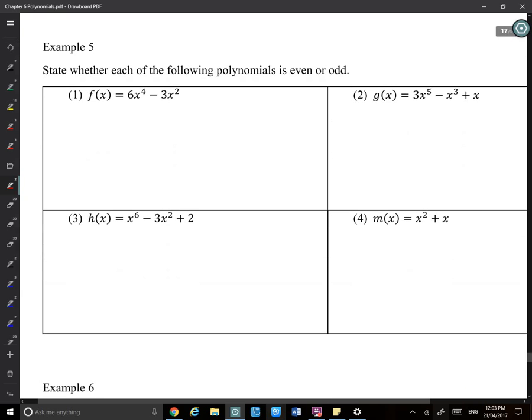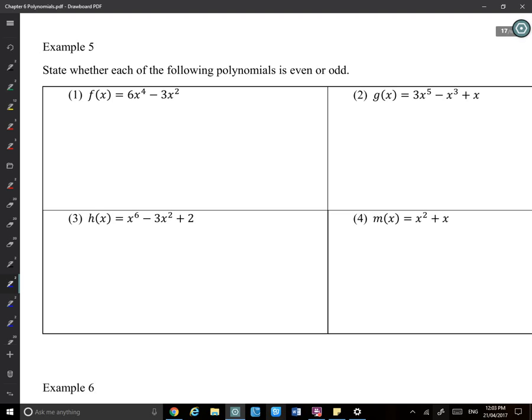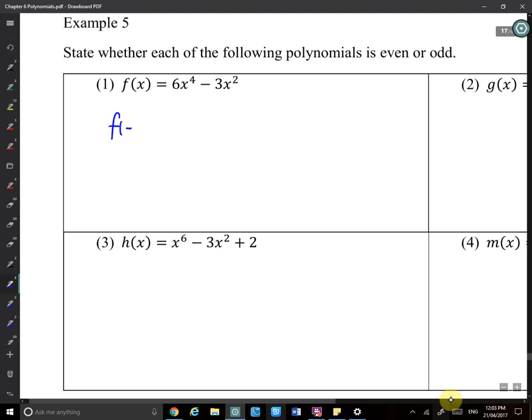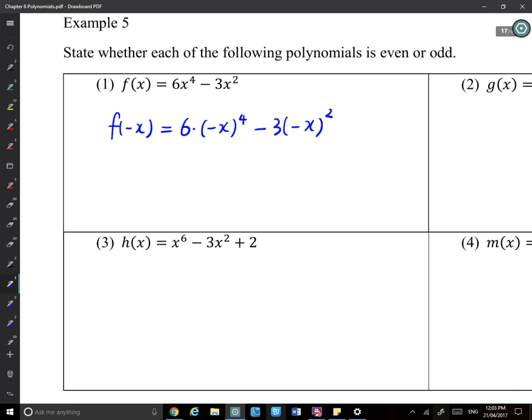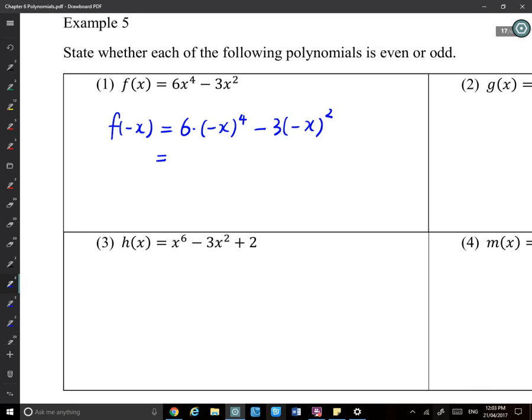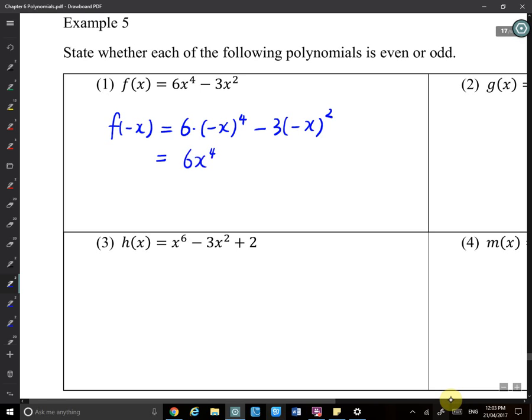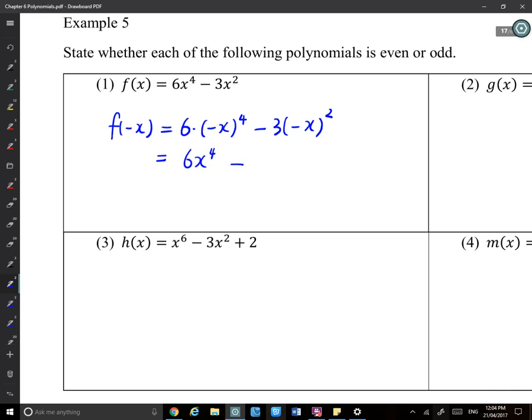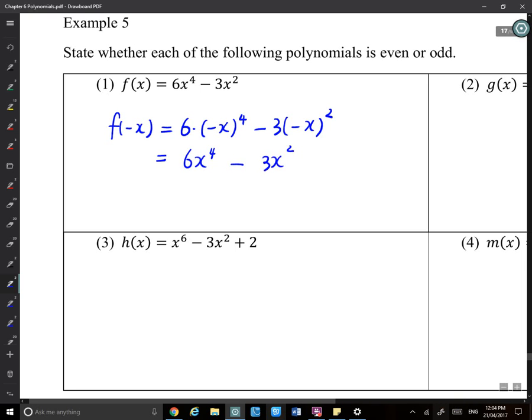So let's have a look at f(x). My interest is to know what f(-x) is. So f(-x) for this is 6 times (-x) to the power of 4 minus 3 times (-x) to the power of 2. Okay, that's f(-x). And what's f(-x)? (-x) to the power of 4 will give you x to the power of 4. That's 6x to the power of 4 minus 3 times (-x) to the power of 2. That's x squared. You have 3x squared.